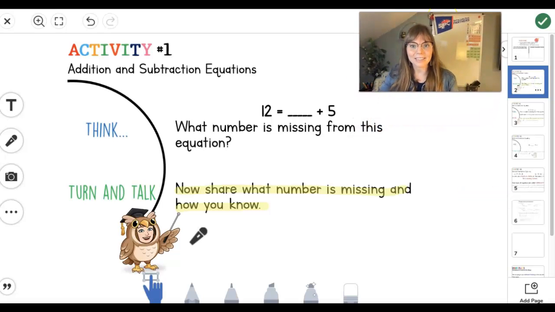Okay. Activities number 1, addition and subtraction equations. 12 equals blank plus 5. Think, what number is missing from this equation? Blank plus 5 equals 12. Turn and talk. In this lesson, I'd like you to click the record button. Now, share what number is missing and how you know. Remember to give evidence of how you know which number is missing.